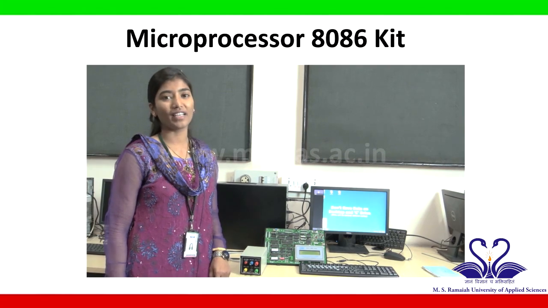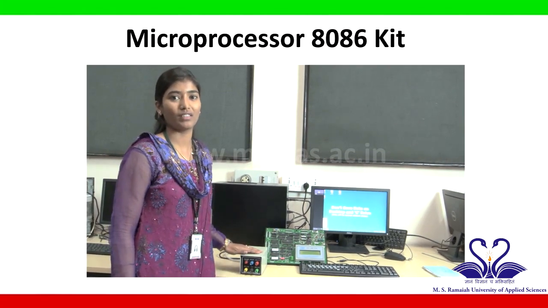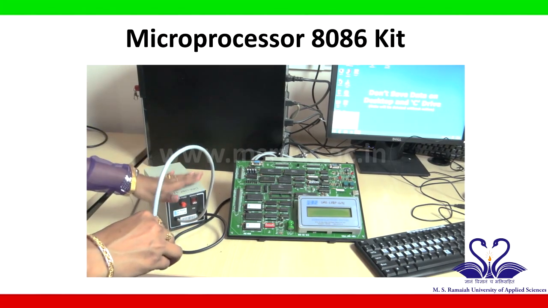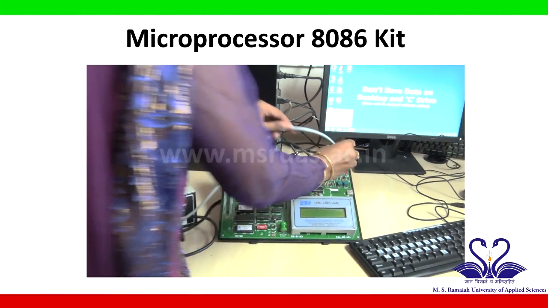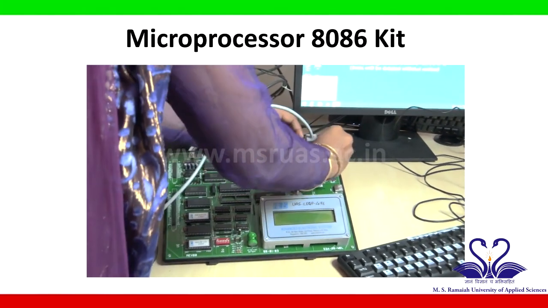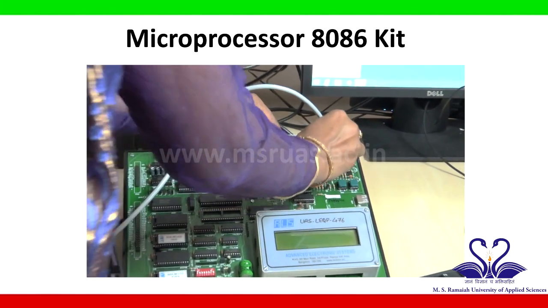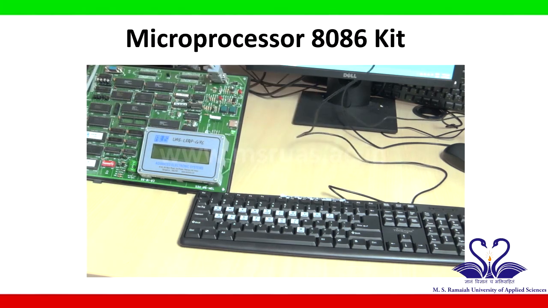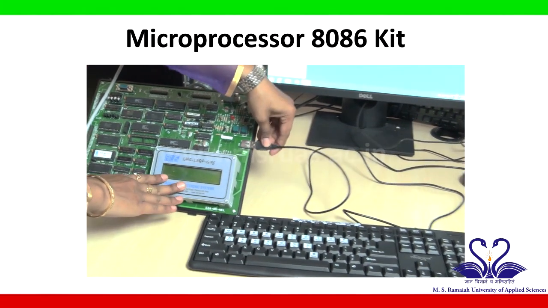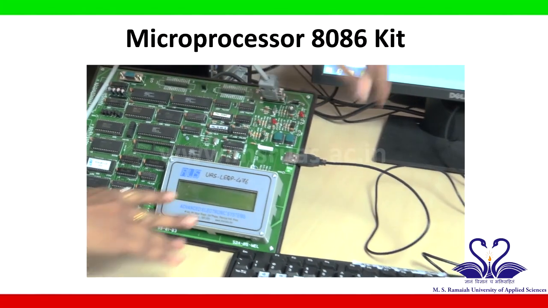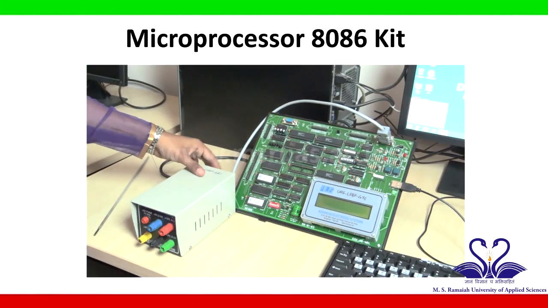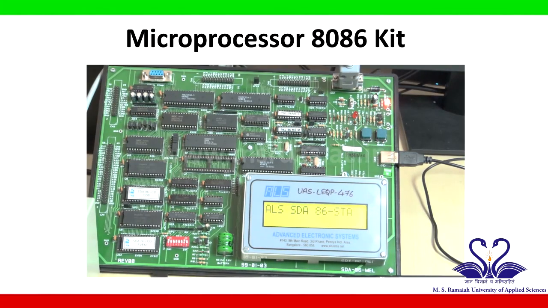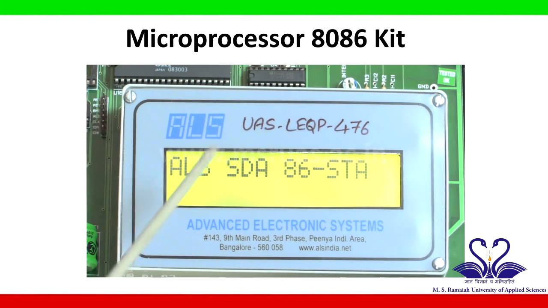Now let us begin the experiment and let us do the connections first. Let us now connect the power supply to the microprocessor kit. Let us now connect the keyboard to the microprocessor kit. Let us now switch on the power supply. When you switch on the power supply, this message will be displayed.